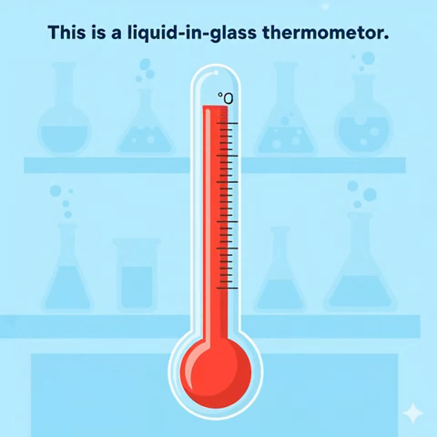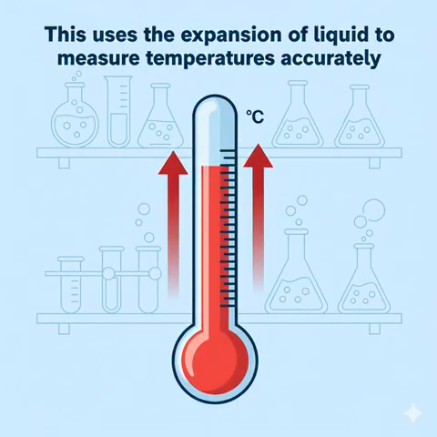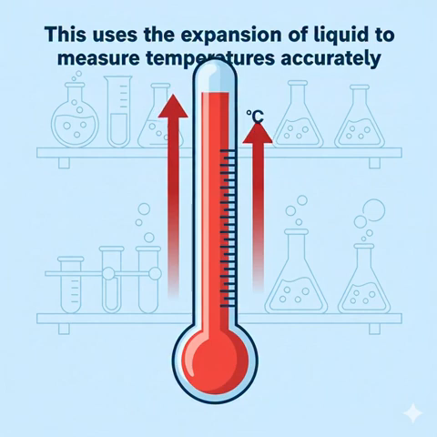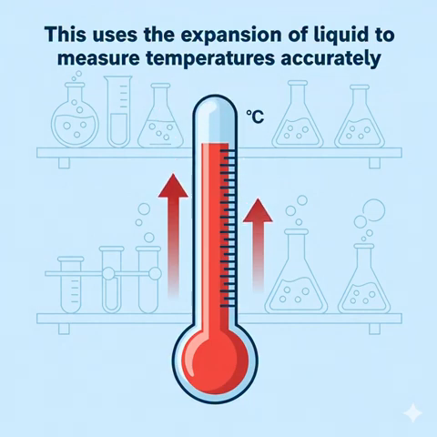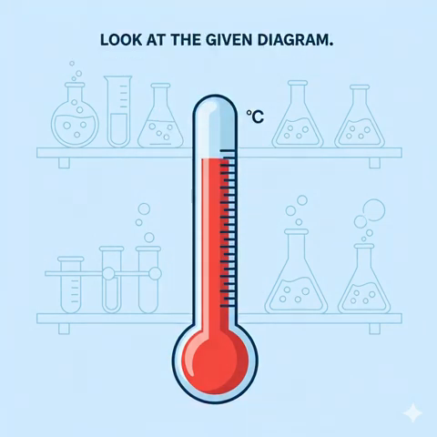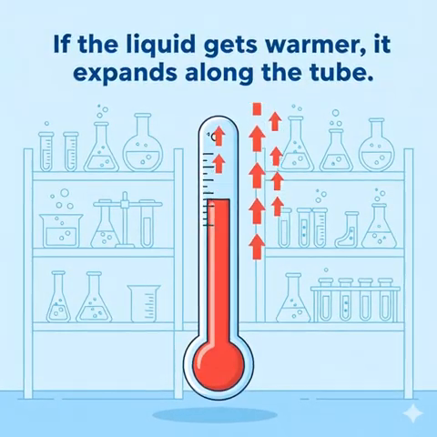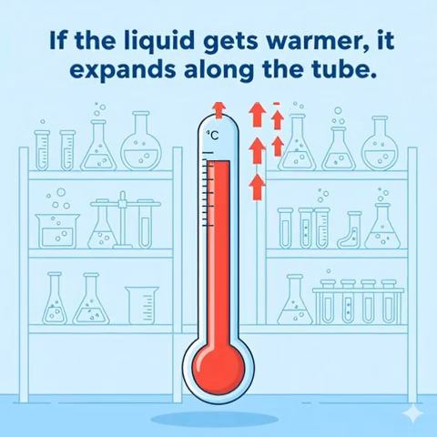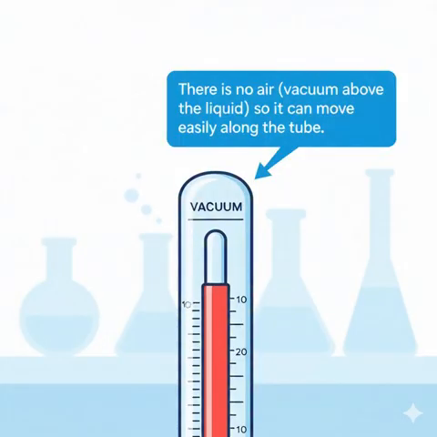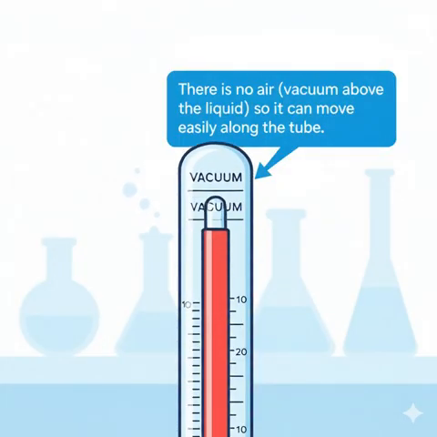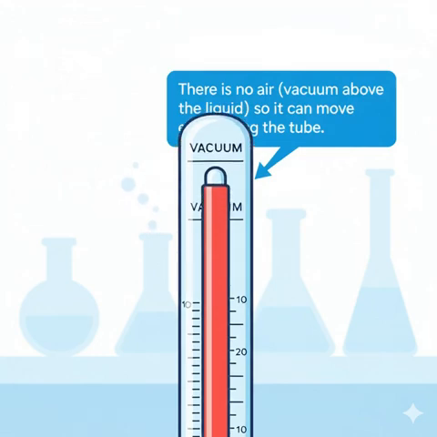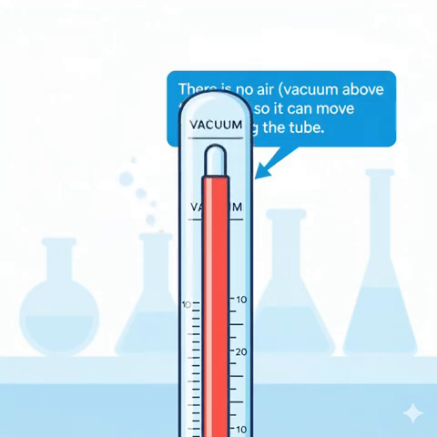This is a liquid glass thermometer. This uses the expansion of liquid to measure temperatures accurately. Look at the given diagram. If the liquid gets warmer, it expands along the tube. There is no air, a vacuum, above the liquid, so it can move easily along the tube.